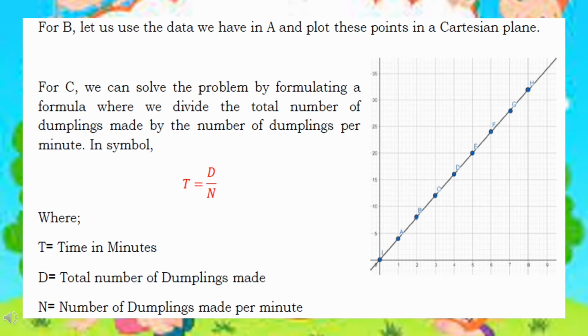So for C, we can solve the problem by formulating a formula where we divide the total number of dumplings made by the number of dumplings per minute. So in symbols, we have here the formula T, or the time in minutes, equals D, the total number of dumplings made, divided by N, the number of dumplings made per minute.